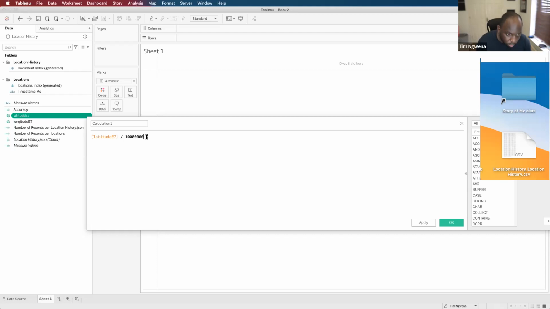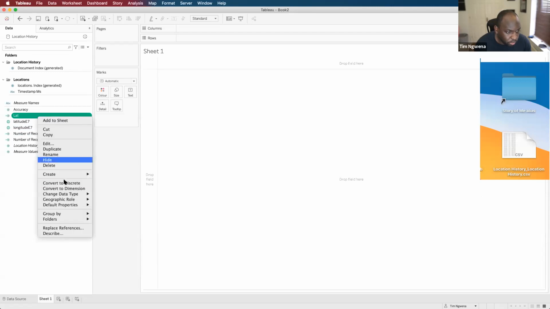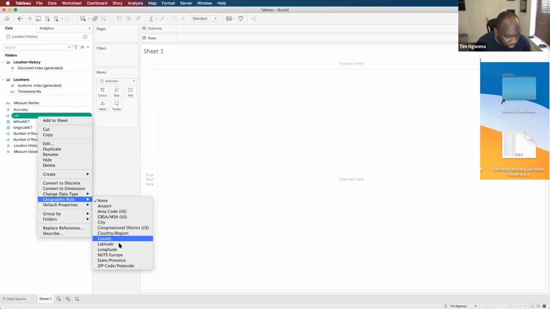So I think that's 7 zeros. No, it's 6. One more. I need to get this right. So let's count this. 1, 2, 3, 4, 5, 6, 7. Correct. Good. So I'll copy that, divide that by it. This is a row level calculation. So I'll just call this lat and click apply, click OK. And of course, Tableau doesn't quite know that this is a geographical field because I've just not named it as such.